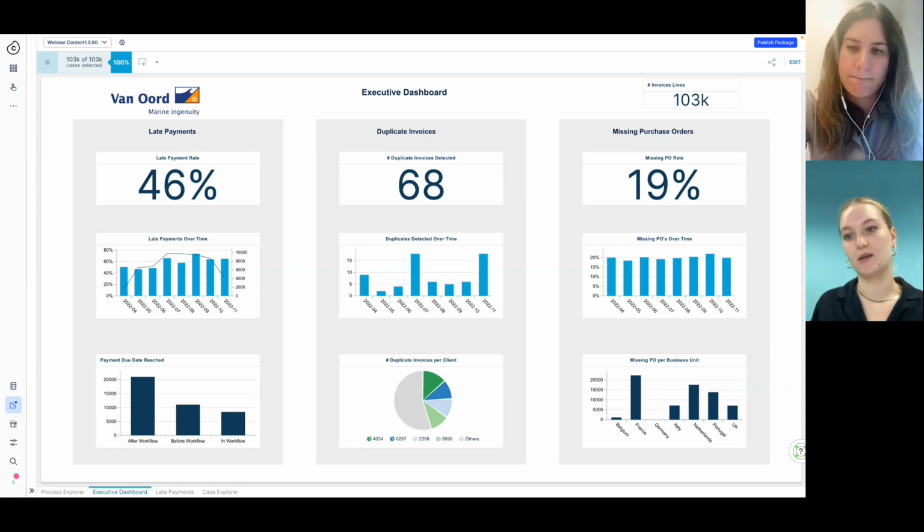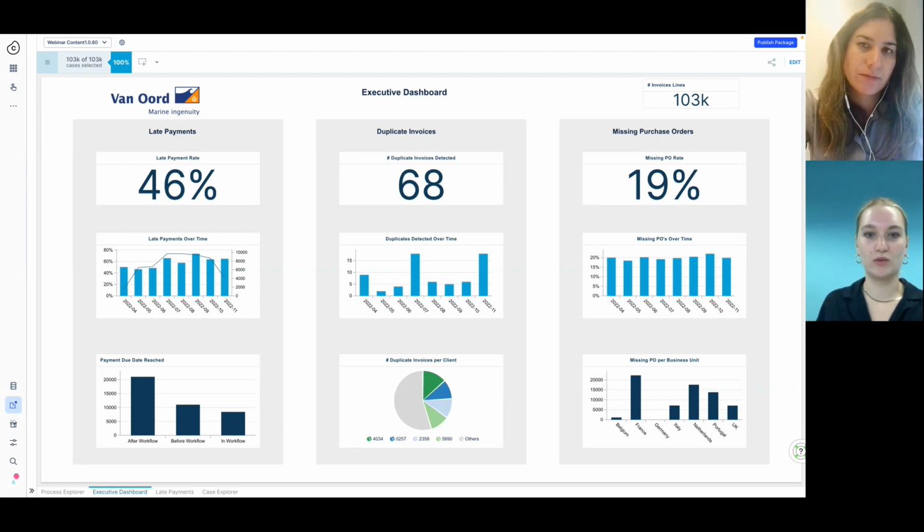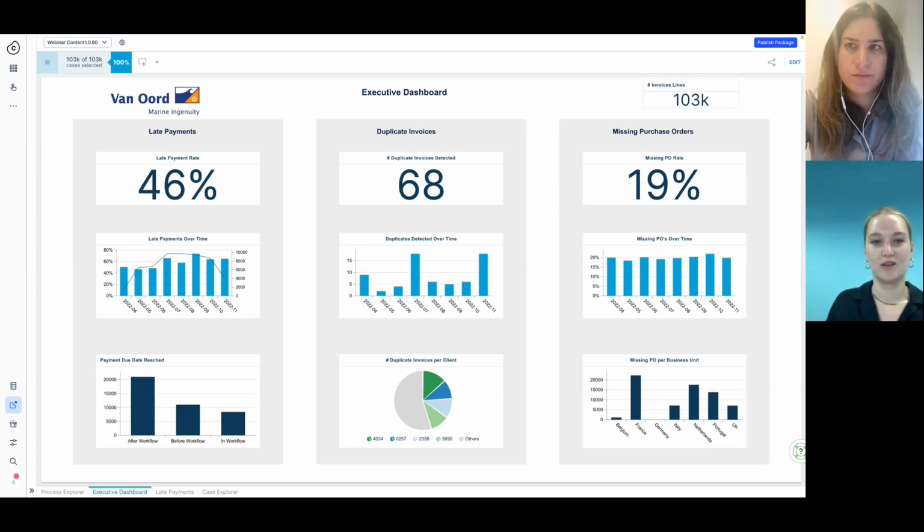What's really nice now after a year of working with Van Oord is that with Lotte and Muriel, her colleague that we're working with, it's really become a collaboration where we share our knowledge about how to build certain things, and you're really enabled to use Celonis now. It's working together, which is really nice.